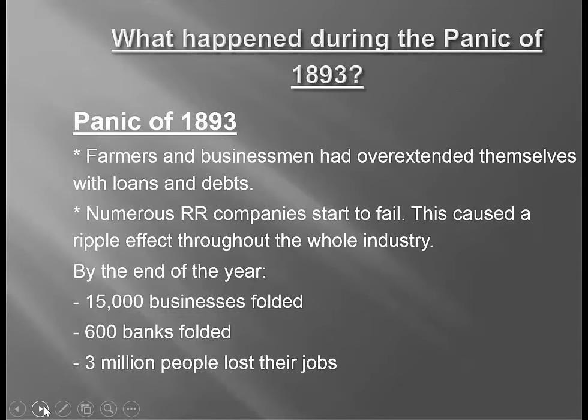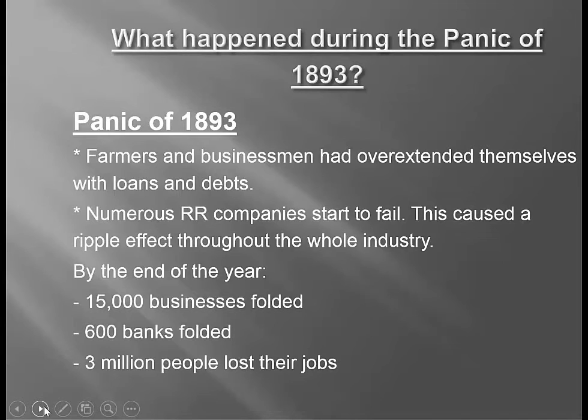Well, what happened? There was a panic of 1893. Definitely farmers were overextended. Businessmen would lend these farmers equipment and supplies on loan, and the farmers couldn't repay these loans, so the businessmen, the shopkeepers, were in dire straits of going out of business. Farmers were going bankrupt, and it was getting to be a pretty untenable situation. Railroad companies started to fail. Farmers couldn't pay the prices to ship anything, and if the railroad companies can't make any money, they're going to fail. This really caused a ripple effect throughout the whole industry.